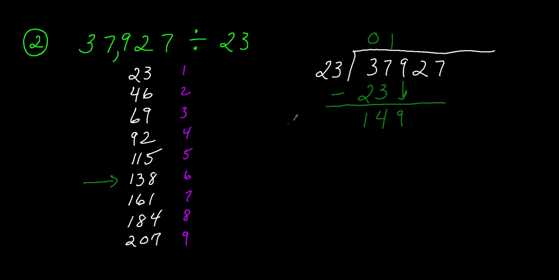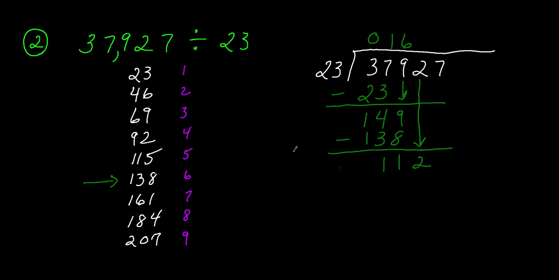So I put this 6 right above the 9. Then I say 23 times 6 is this number right here. It's 138. I put that 138 right below the 149. I subtract. 9 minus 8 is 1. 4 minus 3 is 1. 1 minus 1 is 0. You do not need to show this 0. Now I need to bring down the next number. I bring down the 2 right here.